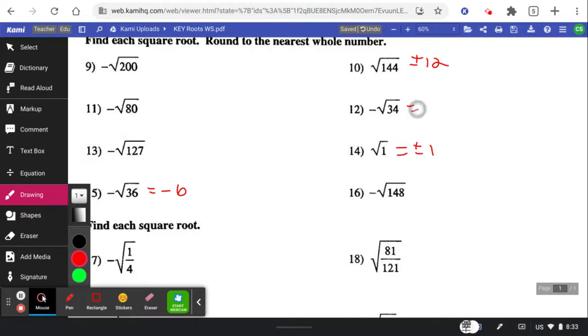For example, square root of 34 could be rewritten as 2 times 17. We want to check to see if the radical is fully simplified. So 2 times 17, this one is fully simplified, and we're just going to leave it as the negative square root of 34. Cannot be further simplified without a calculator.